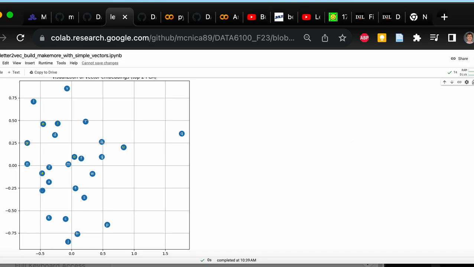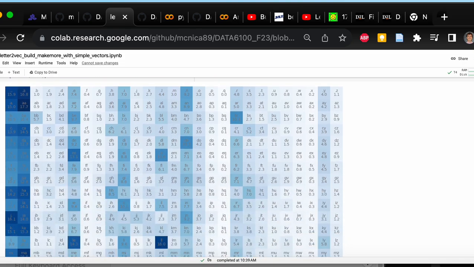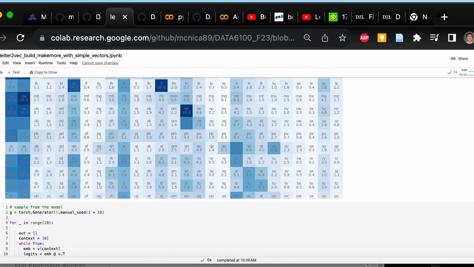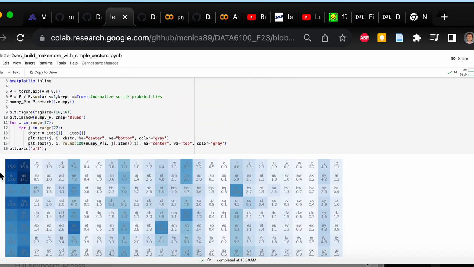And the other thing you can do is see how well it's doing. You can compute this full matrix over here of all the different probabilities. So this is all the different pairs of letters you can have, including the first column, which is the special dot character, which means end of a word. And you can see how well it's doing.